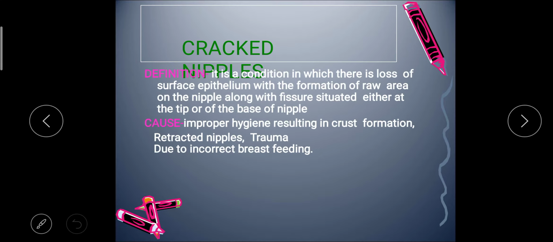Next we have cracked nipples. The definition: it is a condition in which there is a loss of surface epithelium with the formation of a raw area on the nipple, along with fissures situated either at the tip or at the base of the nipple. And the cause: what causes cracked nipple? Improper hygiene resulting in crust formation, retracted nipples, and trauma due to incorrect breastfeeding. So this is the picture for cracked nipples. You can see how it looks.